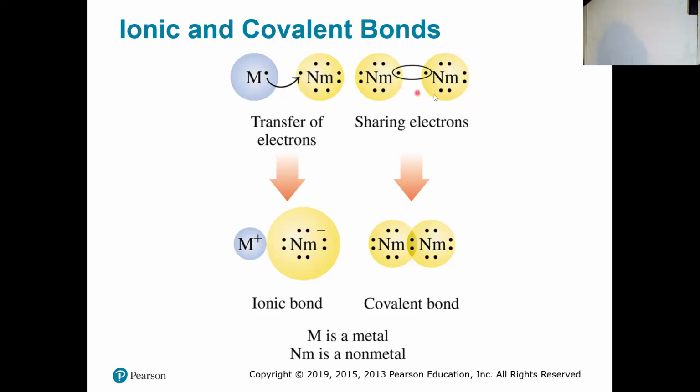When you have two nonmetals that want to form a bond, neither of them wants to get rid of their electron. So they're just going to get close enough to each other where they can both share the electron of the other one. And in that way, they're completing their own octet. So now each one has 8 electrons around it. And this is where that bond will happen, the covalent bond.